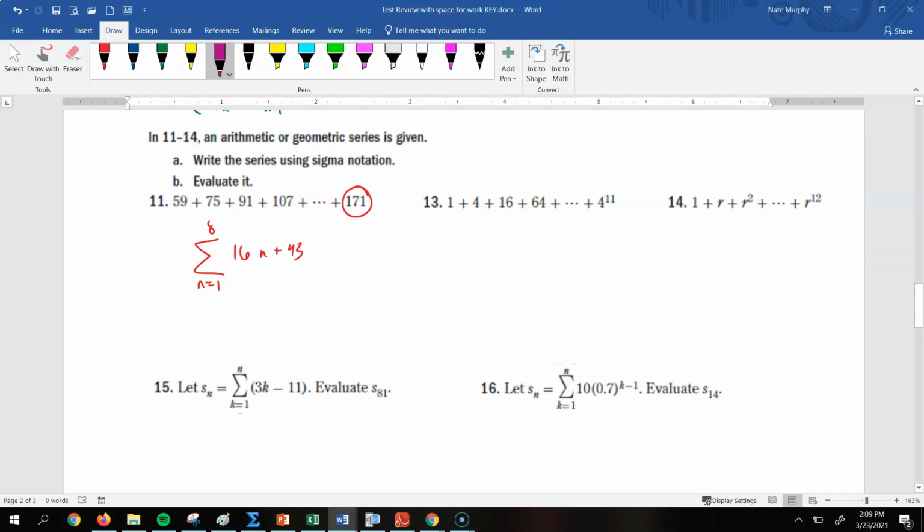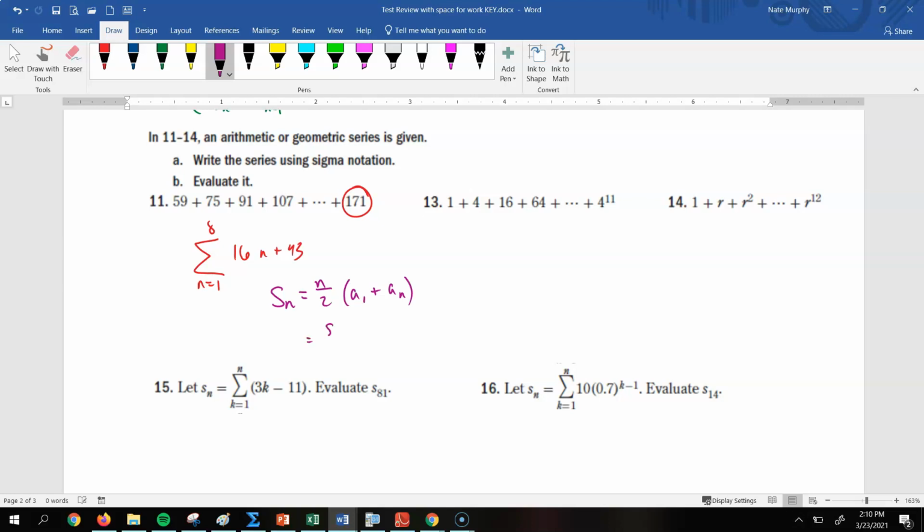And remember, to find the sum of a series, we just need two things for the easiest formula. And that's if we just know the first term and the last term. So we know the first term is 59, and we know the last term is 171, and we know that there's a total of 8 terms in the series now.